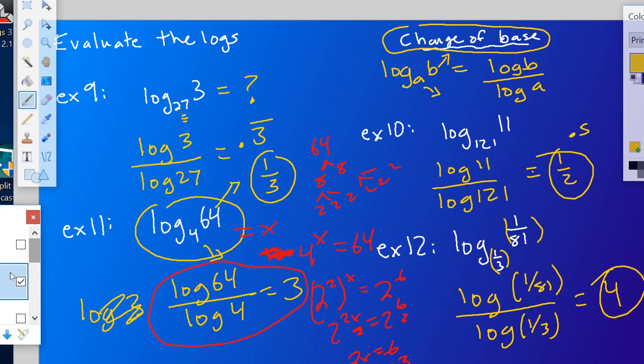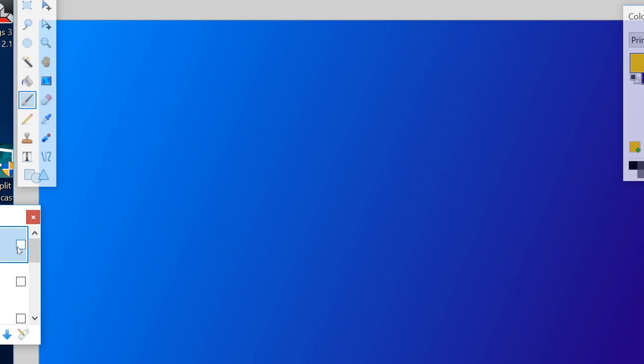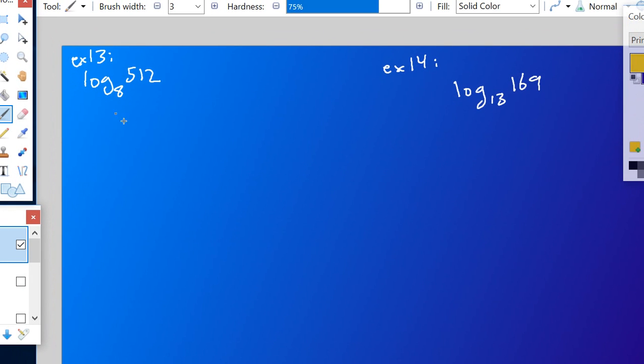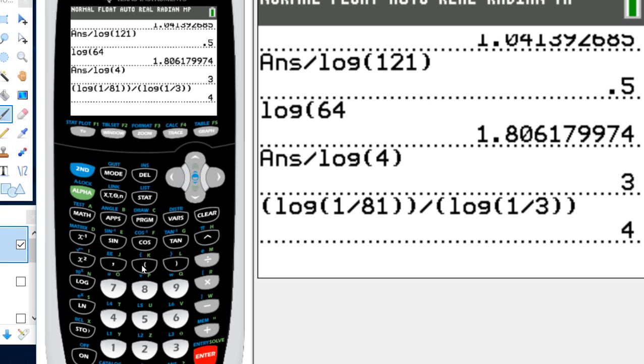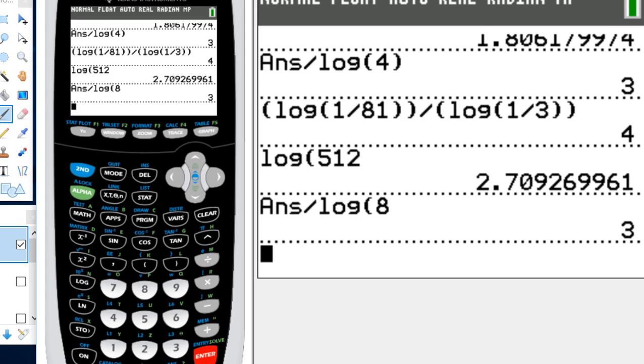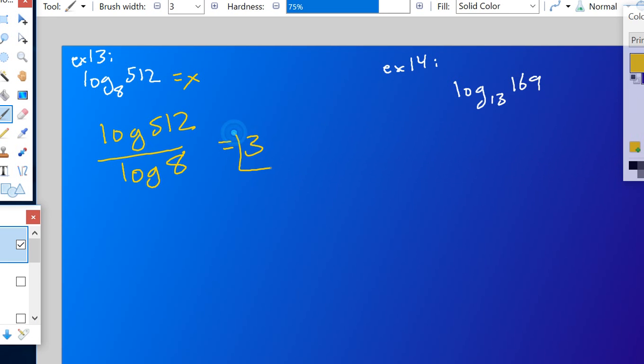All right, just 2 more questions to do, and then we have completed this. So again, we are evaluating the logs. All right, so we have right here log base 8 of 512, let's say equals x. All right, so change of base formula, log of 512 on top, log of 8 on bottom. Go to my calculator and type that in. So log 512, and then we divide that by log 8. Get 3. So this one's 3.